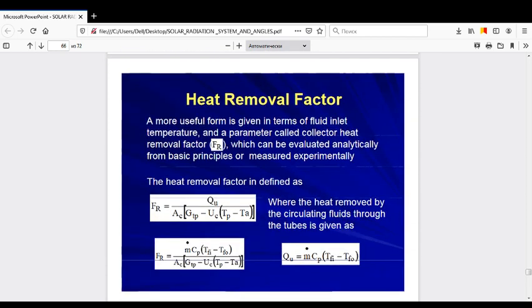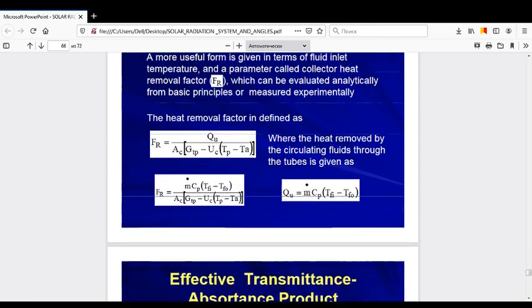Heat removal factor. A more useful form is given in terms of fluid inlet temperature and a parameter called the collector heat removal factor FR, which can be evaluated analytically from basic principle or measured experimentally. The heat removal factor is defined as FR = QU / AC [GTP − UC (TP − TA)], where the heat removed by the circulating fluid through the tube is given by this formula.